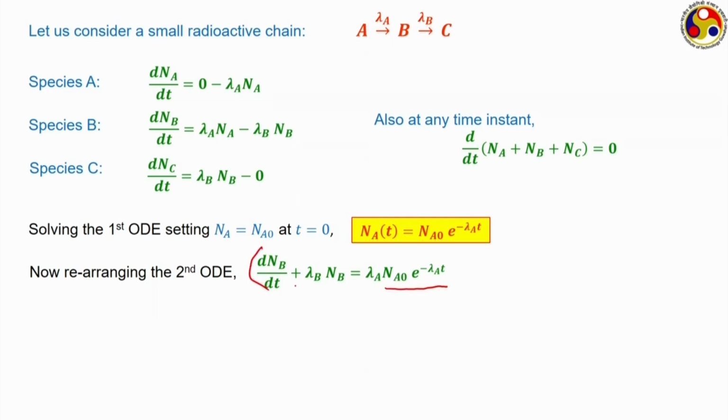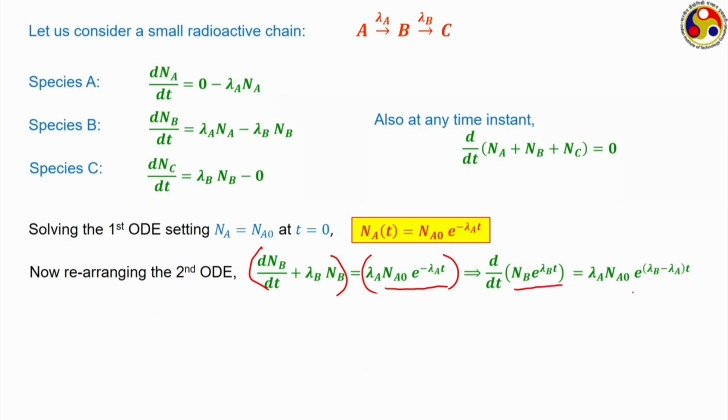Now we multiply both sides of the equation, that is both the right hand side and left hand side, with e to the power lambda b t, which can be treated as the integrating factor in this particular situation, and accordingly we arrive at this. We can write the left hand side as the time rate of change of this product of N b and e to the power lambda b t.